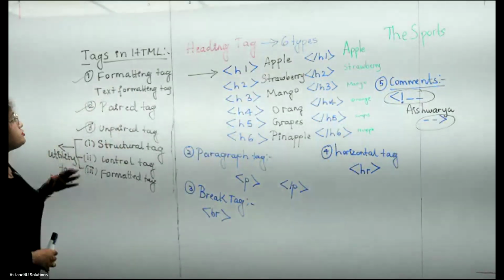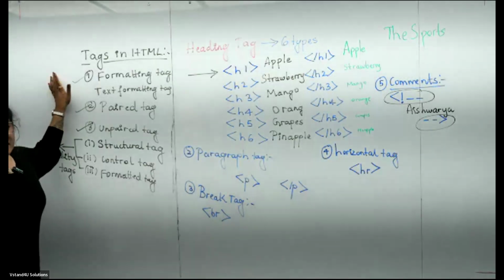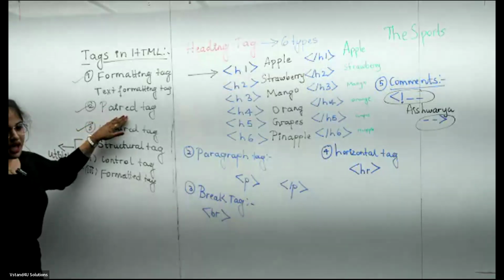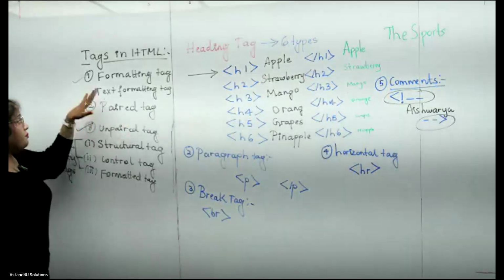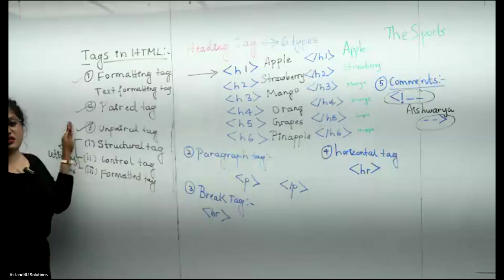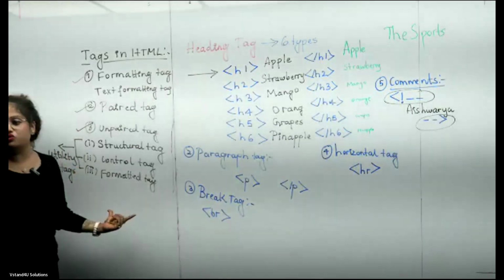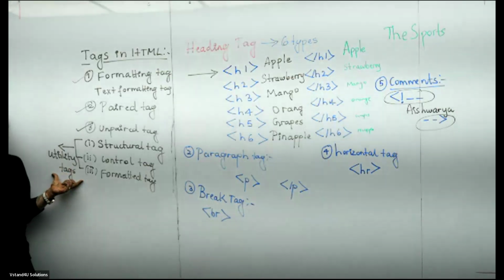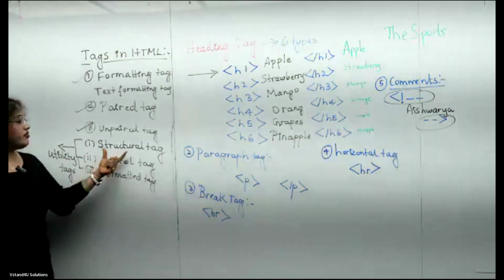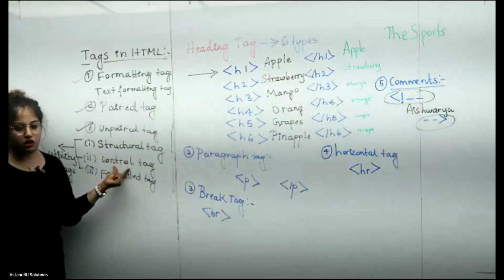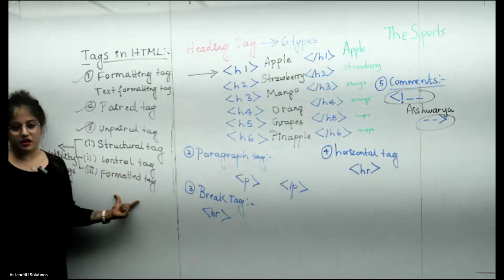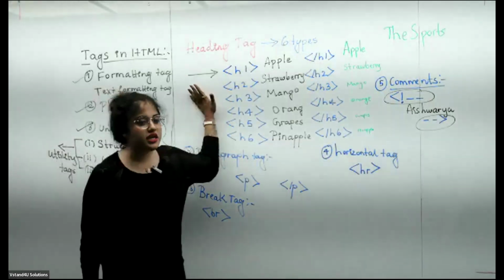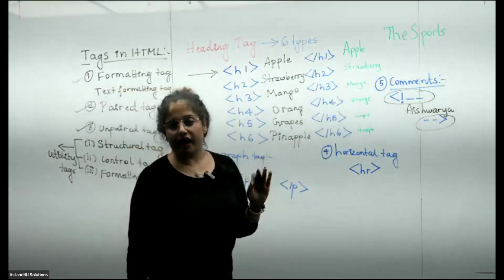Done with the different types of tags. What are the different types of tags? Formatting tags, paired tags, unpaired tags. And based upon all these tags, further it is divided into 3 more categories. That is nothing but your utility tags. And in this one you have structural tag, control tag, and formatted tag. Clear till here? Other than that, you have another type of tag called heading tag.